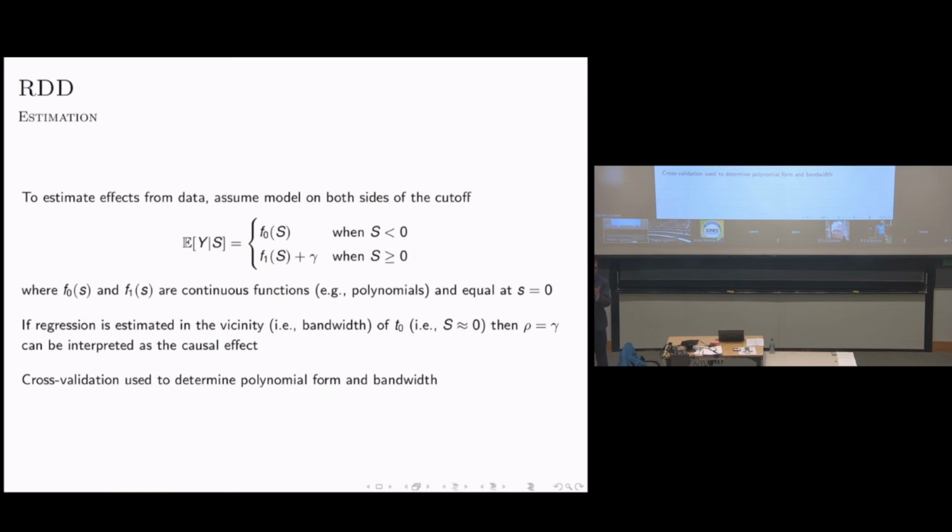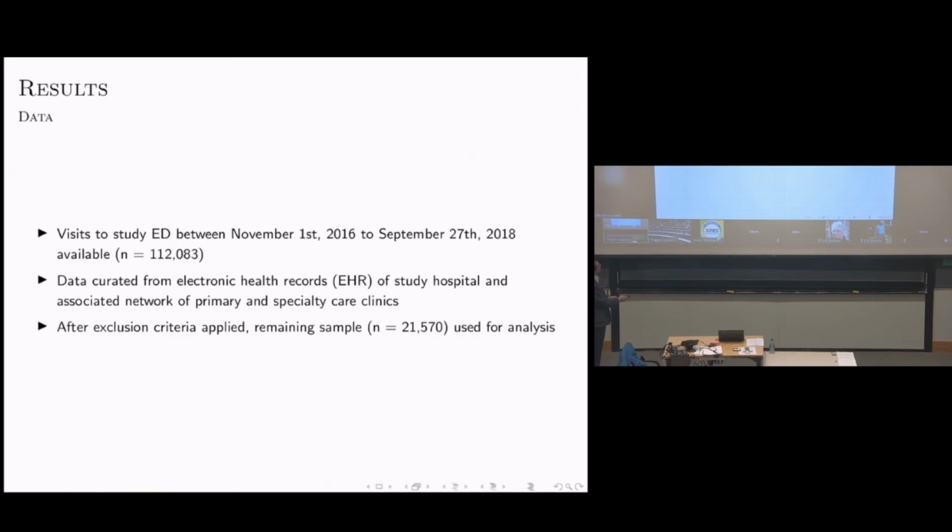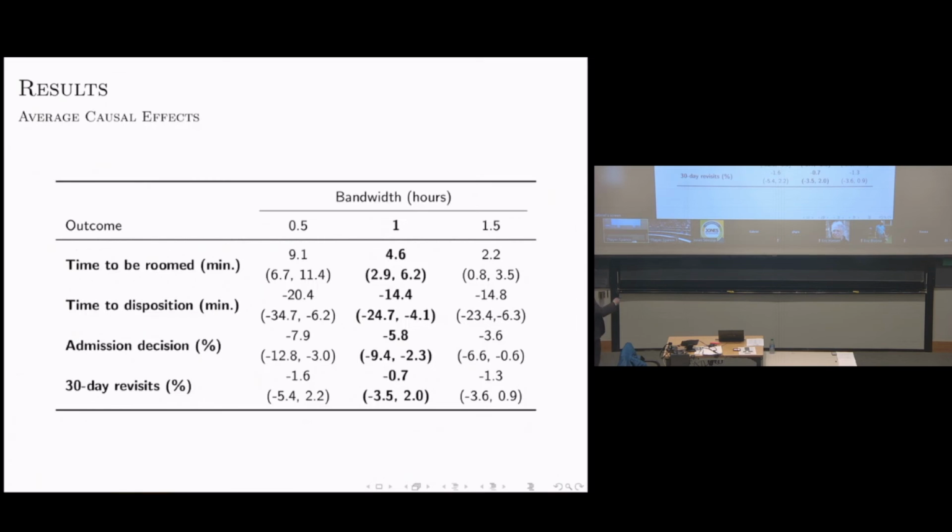So here's some results that we have, okay? This is a project with our partner hospital, and we had some electronic healthcare records spanning roughly about 2 years. After applying exclusion criteria, the remaining sample was roughly about 21,000 or 22,000 visits that were used for analysis. Okay.